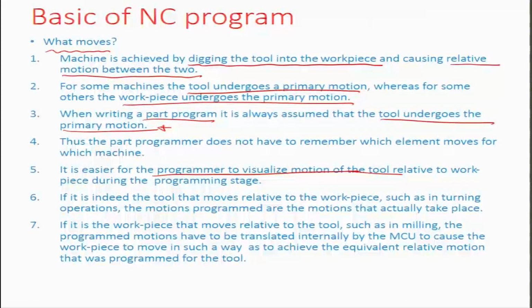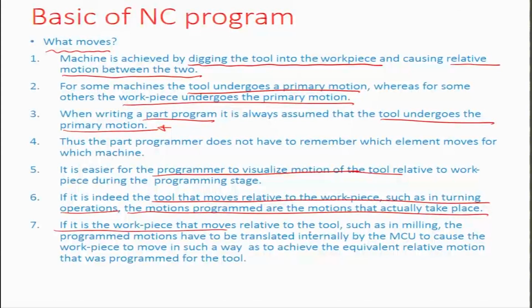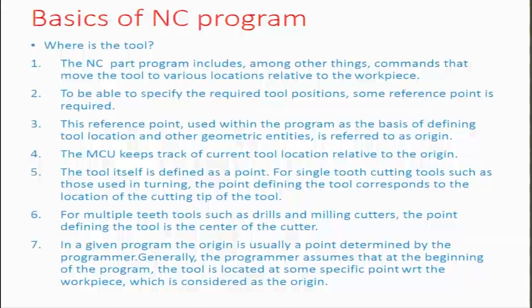If it is indeed the tool that moves relative to the workpiece, such as, let us say, the turning operation, the motions programmed are motions that actually take place. If it is the workpiece that moves relative to the tool, such as, let us say, the milling operation, the program motions have to be translated internally by the MCU. It is none of the programmer's business to cause the workpiece to rotate. So, this can achieve the equivalent relative motion that was programmed for, assuming that the programmer was a part of the tool. So, that is one very basic aspect of NC programming.